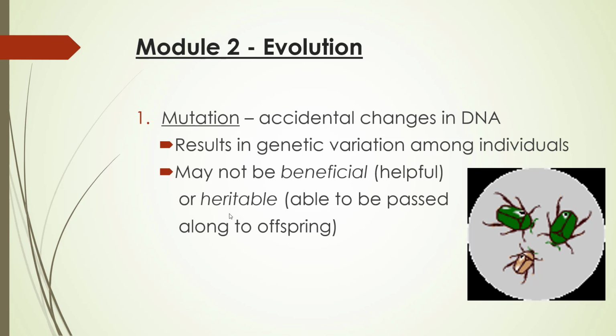So in order for a mutation to be a source of evolution, it is going to have to be something that is beneficial, and then something that can get passed down from generation to generation. So this is just random chance. And honestly, mutations are the foundation for the other types of evolution.